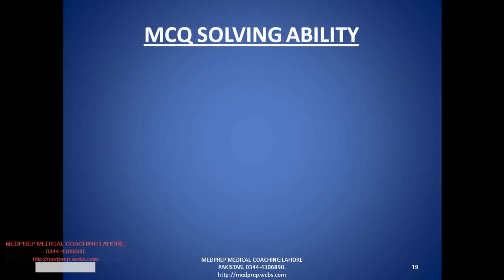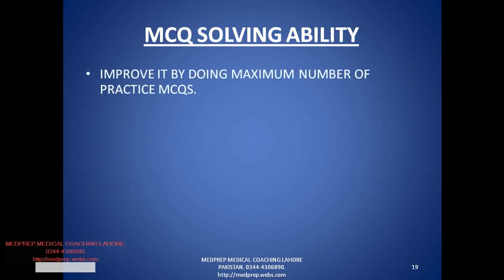Now, the second thing is the MCQ solving ability. Since Step 1, Step 2 CK and Step 3 is an MCQ-based exam, you should be comfortable while solving the MCQs. Now, you can improve your MCQ solving ability by doing a maximum number of practice MCQs, so that when you appear for the exam, you are very easy while doing the MCQs. Now, what are the sources of MCQs? Where can you find these practice MCQs?